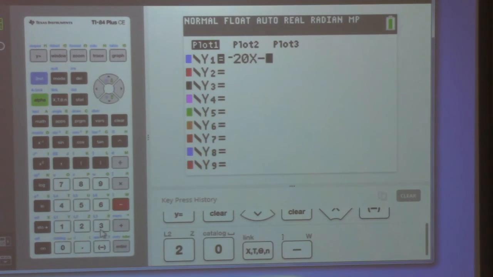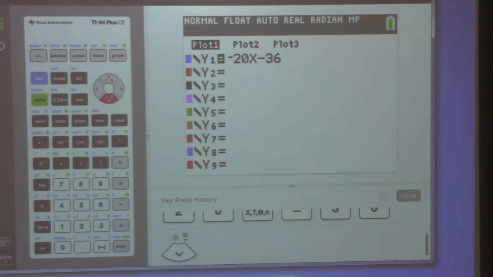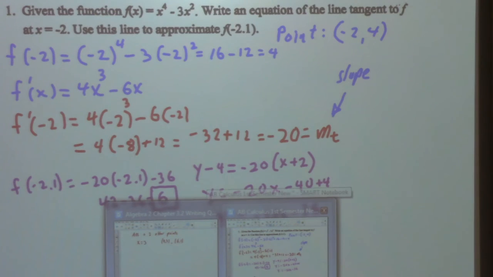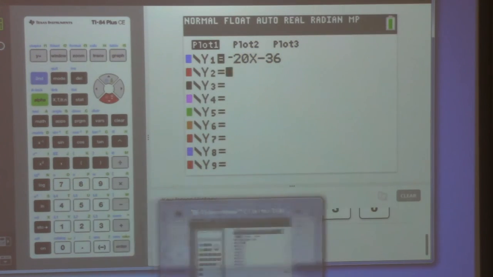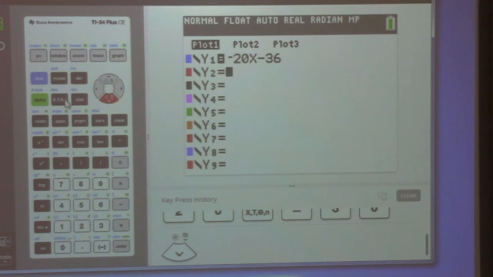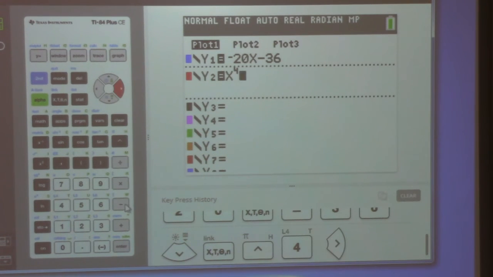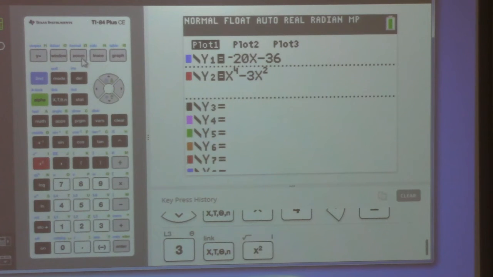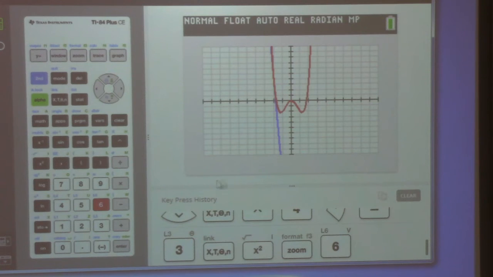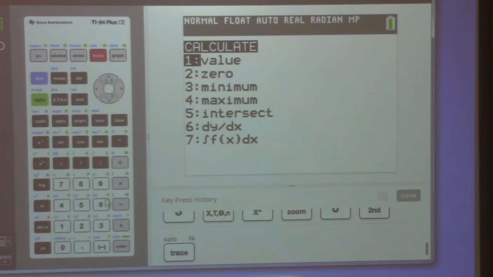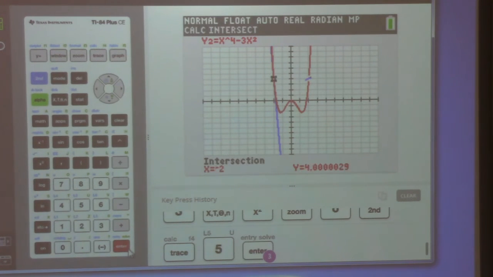-20x minus 36. Then the other equation was x to the fourth minus 3x squared. So we graph both of these. And really this is the tangent line right here. We can see the intersection point, second trace 5, enter. So this is our intersection point right here. And then we said if we put in negative 2.1, so y equals negative 2.1.